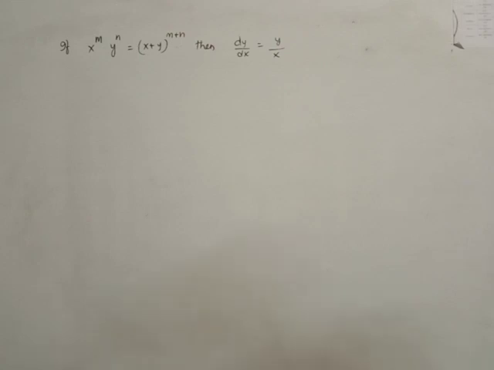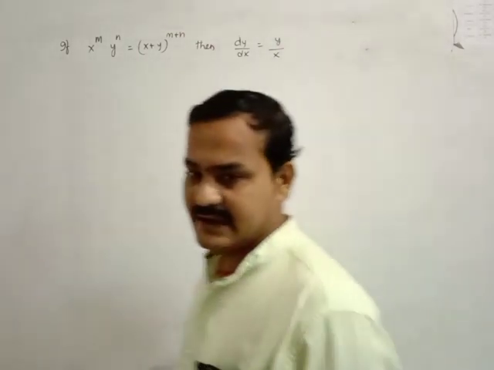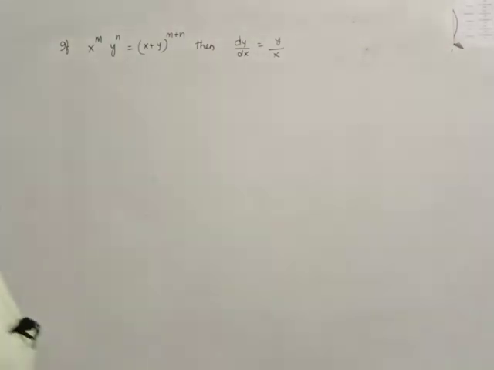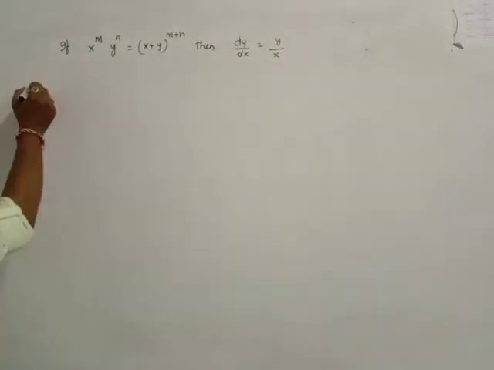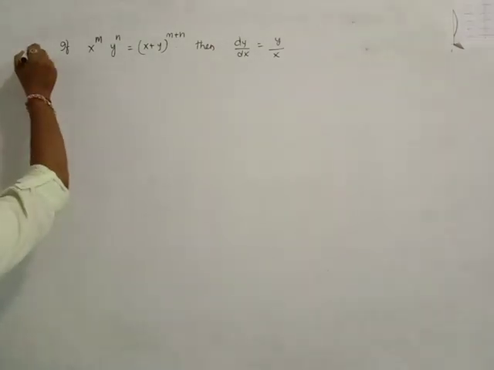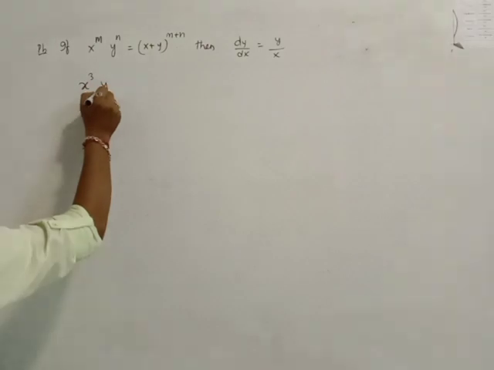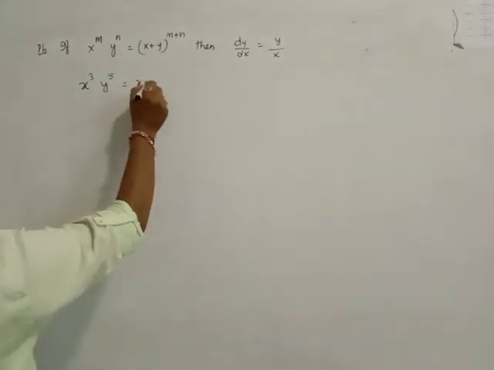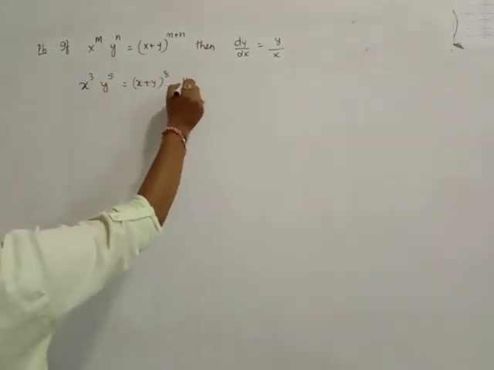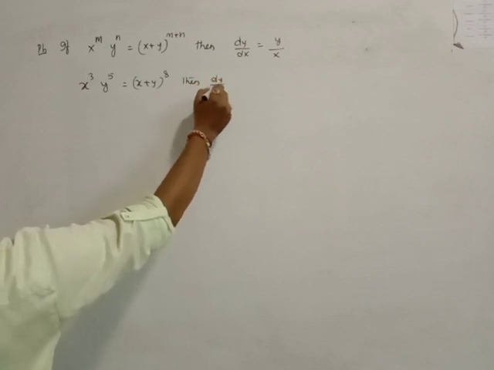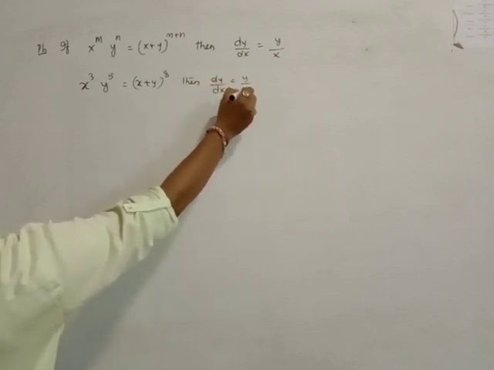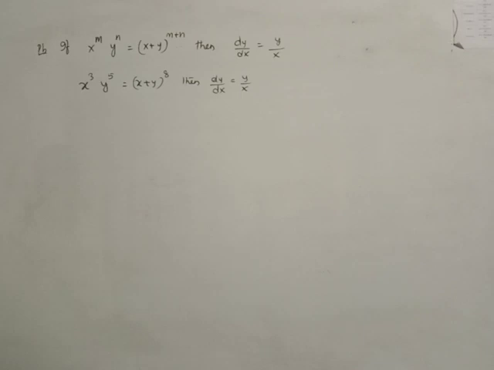x power of m into y power of n is equal to (x plus y) whole power of m plus n. So dy by dx is equal to y by x. Sometimes this problem is given with numbers also. For example, x cube into y power of 5 is equal to (x plus y) whole power of 8. Then also dy by dx is equal to y by x. In place of m comma n, numbers are given.